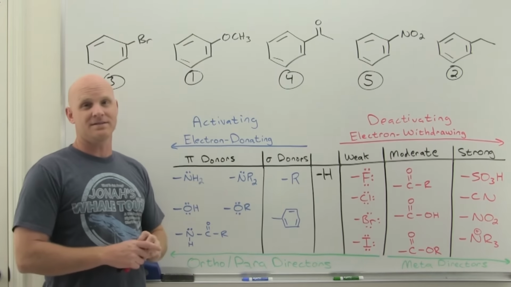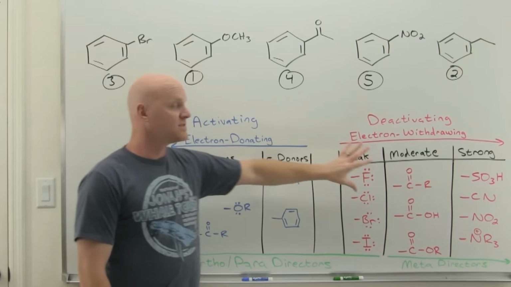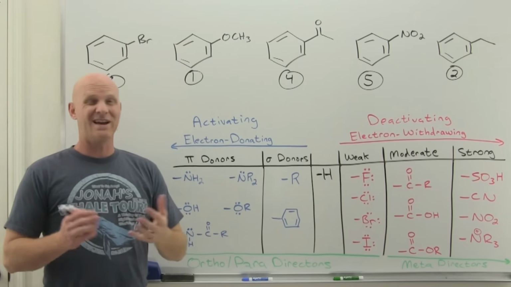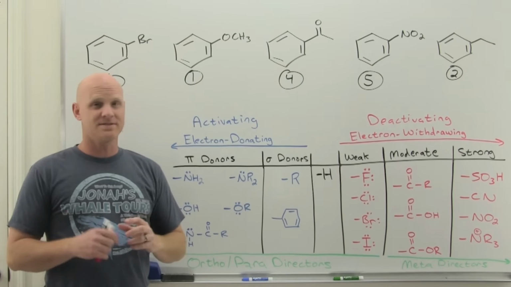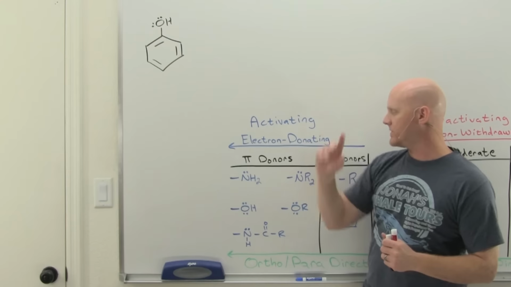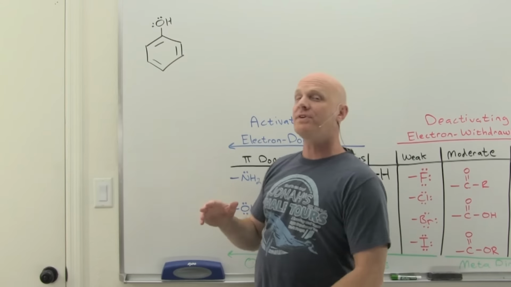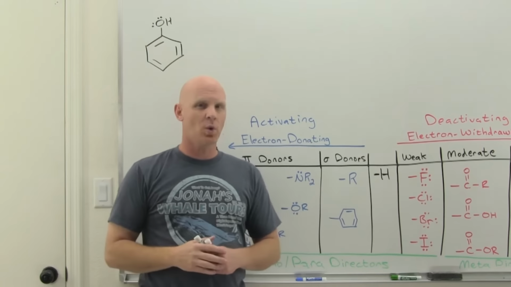So let's take a little bit deeper look at what makes something a pi donor versus a sigma donor, and what makes something a withdrawing group and things of that sort, so it can help you memorize and identify these different groups. We're first going to take a look at an ortho-para director, and that's just a hydroxyl group here. And we're going to take a couple different views at why we could view it as being an ortho-para director.